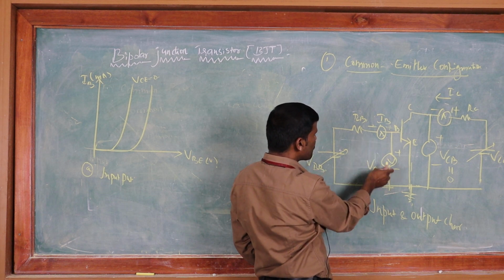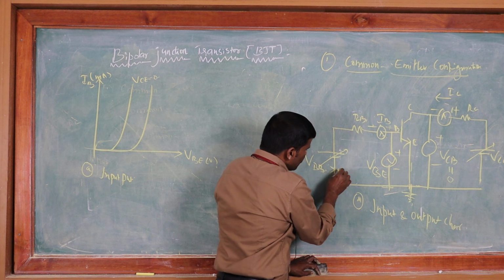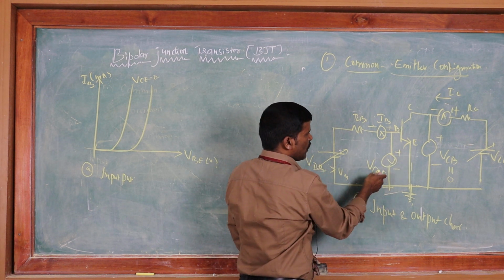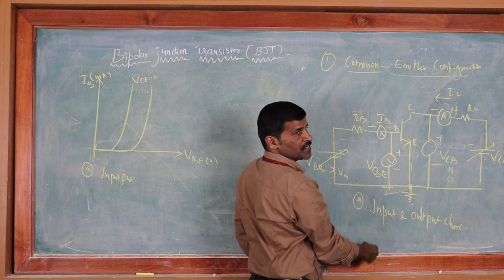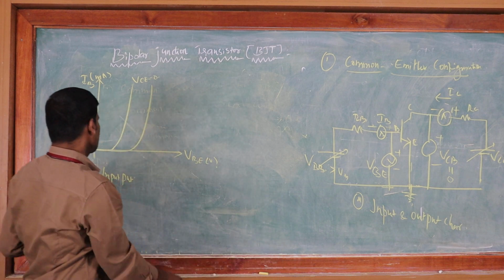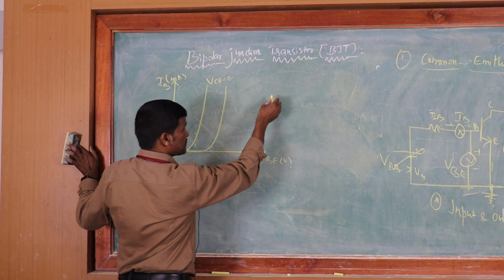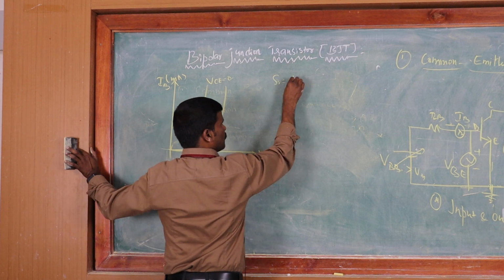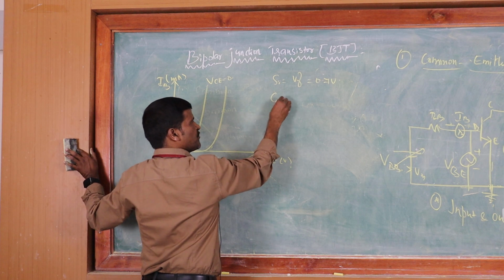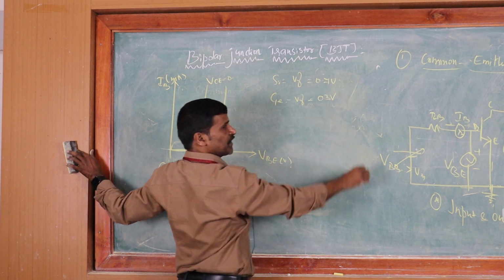So what happens here: when VBE is greater than the cut-in voltage of the transistor, automatically the transistor turns on. Once it becomes forward biased, IB increases. If the transistor is made up of silicon, its cut-in voltage, V gamma, is equal to 0.7 volts. If it is made up of germanium, the cut-in voltage of this transistor is 0.3 volts.